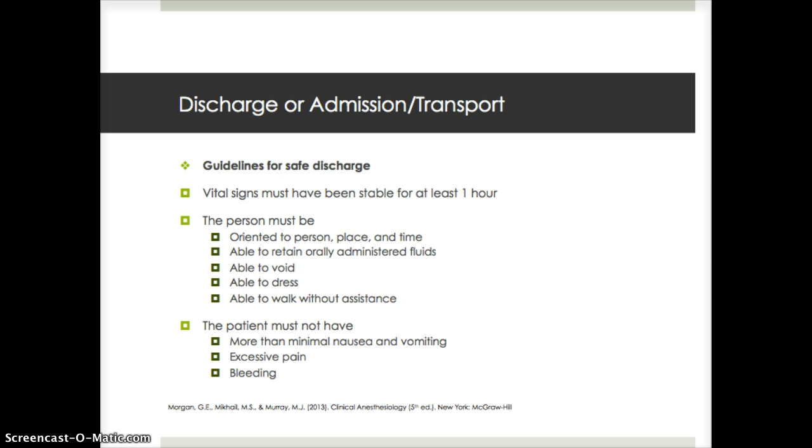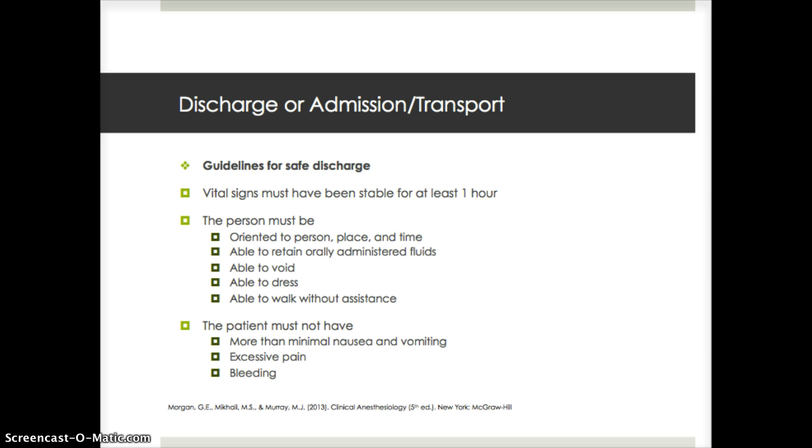Scoring systems have been devised to facilitate timely and safe discharge from the post-anesthesia care unit, such as the Aldrete scoring system, which includes activity, respiratory, circulation, consciousness, and oxygen saturation. Here, however, is a generic guideline for safe discharge, keeping in mind that the patient must be discharged by both the person who administered the anesthesia and the person who performed the surgery.